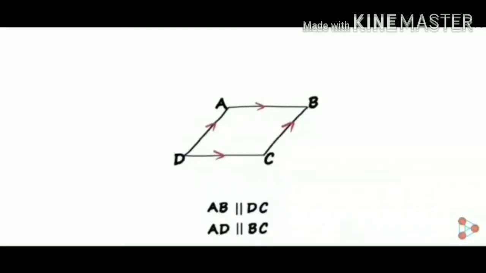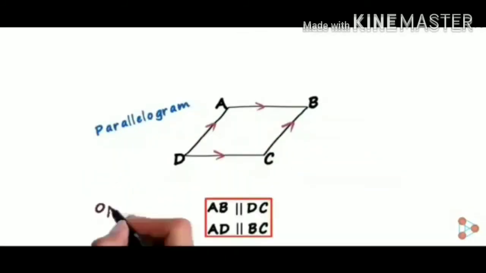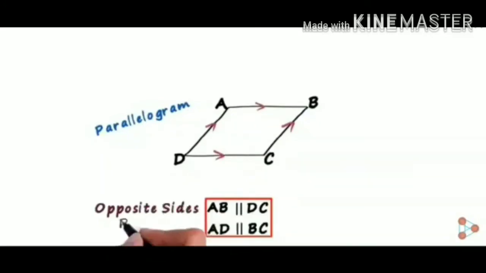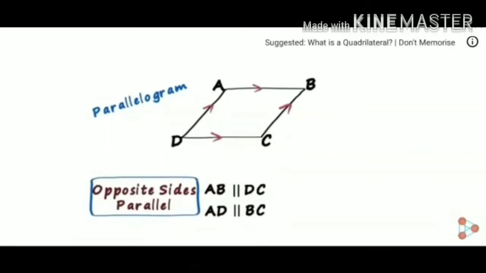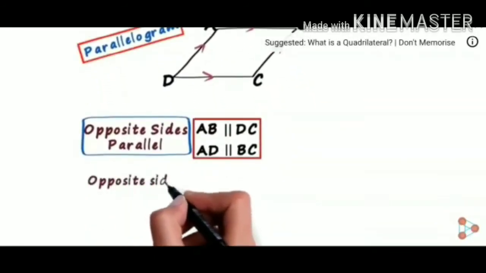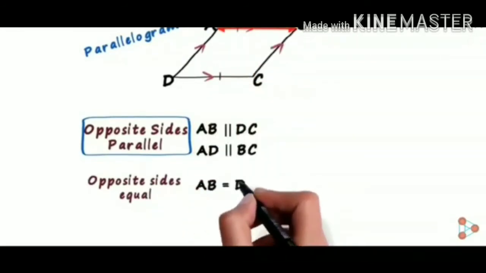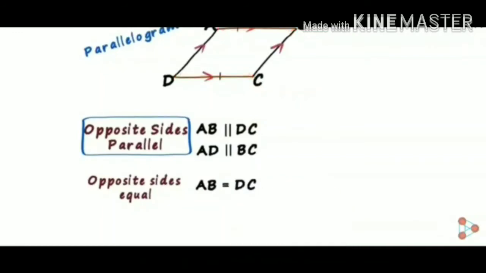Such quadrilaterals are called parallelograms. Both pairs of opposite sides are parallel. This was the basic property of a parallelogram. In a parallelogram, the opposite sides are also equal. This side will be equal to this side. We can say that AB is equal to DC. This side will be equal to this side. AD is equal to BC.